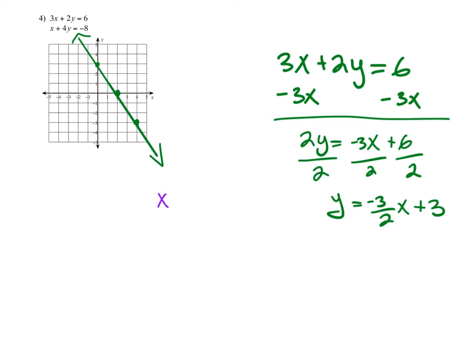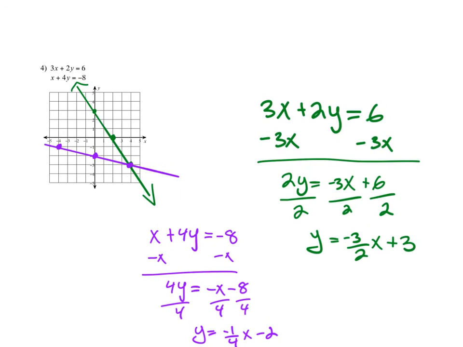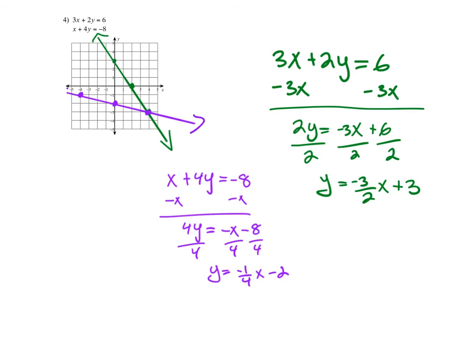Now x plus 4y equals negative 8, so minus x. 4y equals negative x minus 8, and I'm just going to divide by 4. So y equals negative 1/4 x minus 2. So I'm starting here. So I'm moving 1 up, 1, 2, 3, and 4. 1 down, 1, 2, 3, and 4. And again, I can see my solution right there. So my solution is the point 4, negative 3.